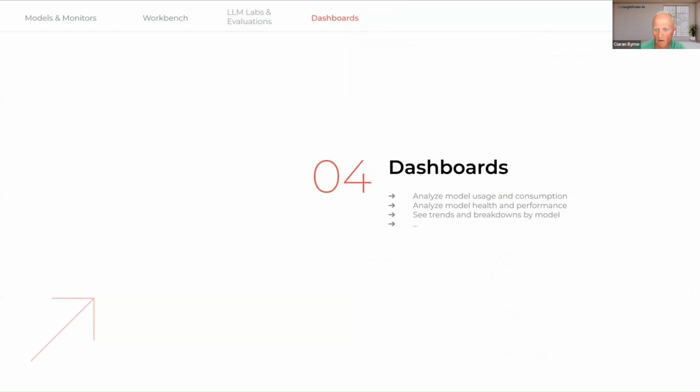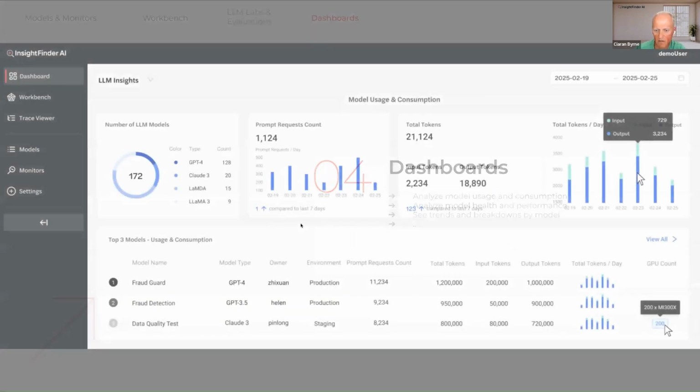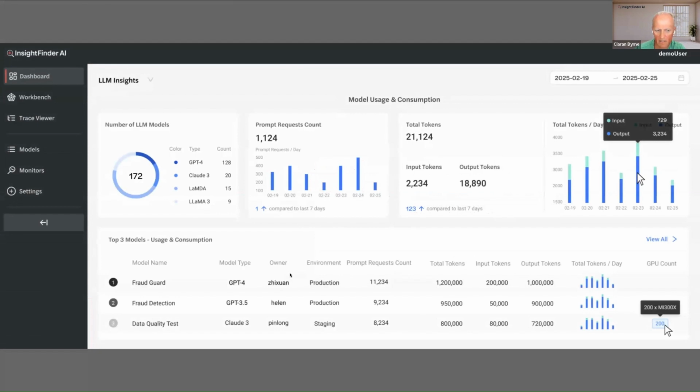Again, people are talking about cost and the sensitivities around cost. So you can see things like, of the various models, how many prompts are we seeing, how many tokens, input, output, and what's the distribution per day. And people might want to know what kind of infrastructure is powering this, so we can provide visibility to that as well. So it gives you an idea of the costs that these various models are incurring.